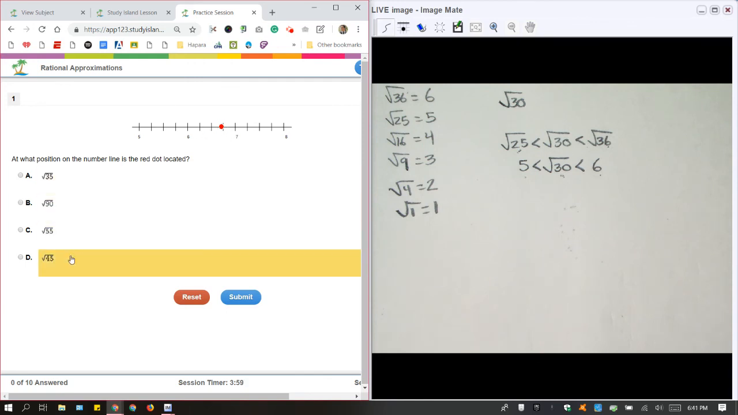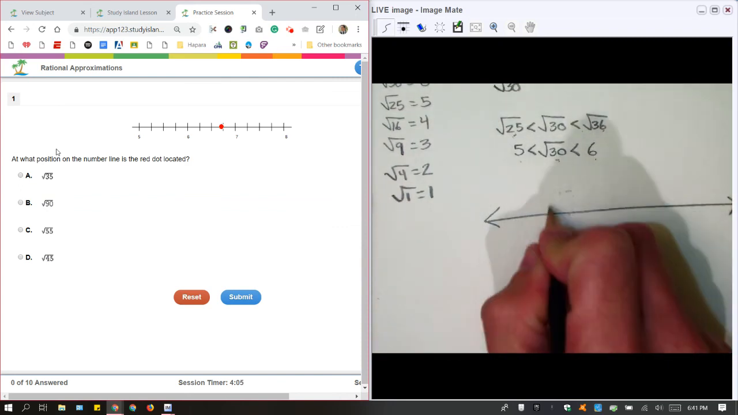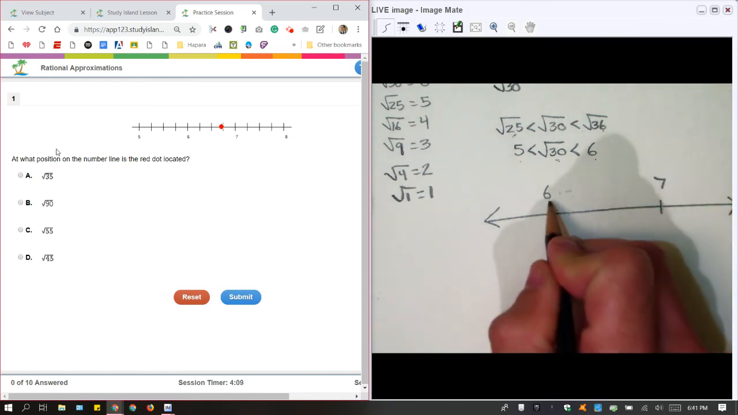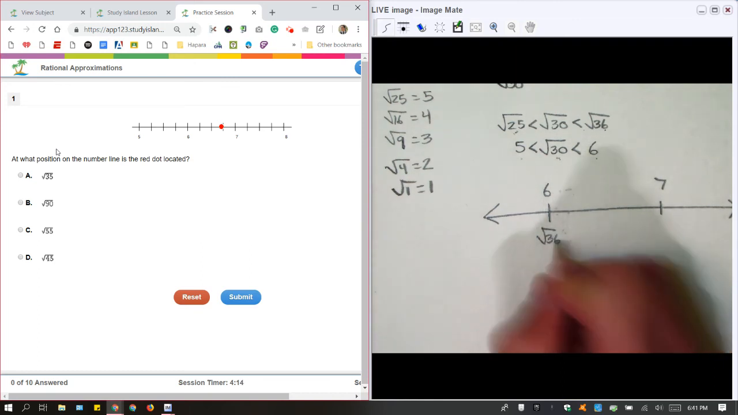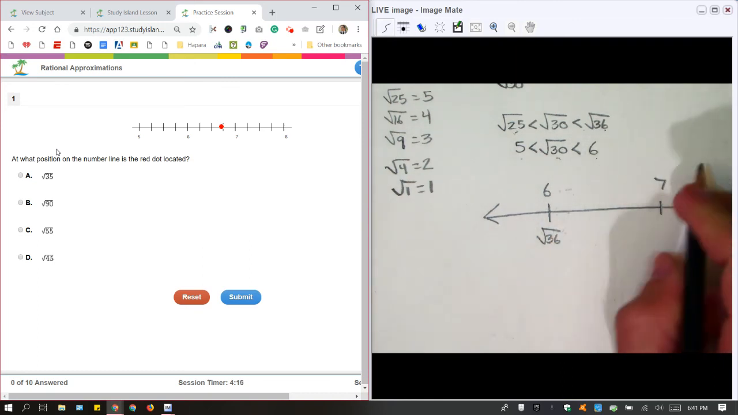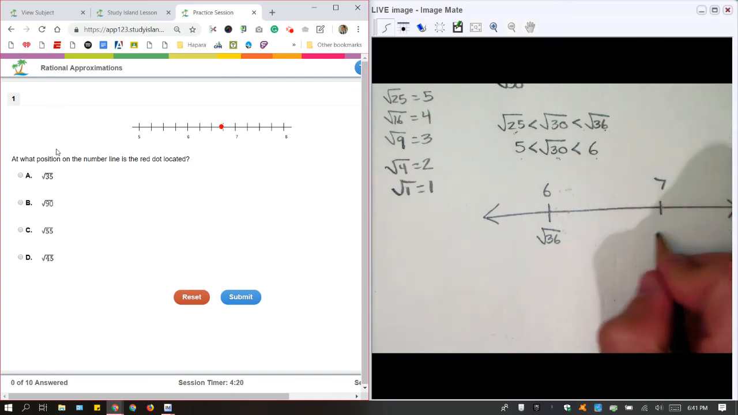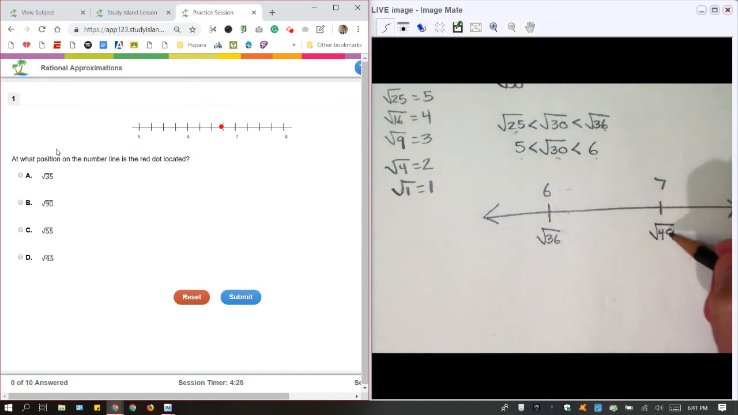Well, which of these numbers is between 6 and 7? If I were to draw a number line, and I had 6 on that number line and 7 on that number line, could I not also label 6 as the square root of 36, and label 7 as the square root of 49? I figured that out because 6 times 6 is 36, and 7 times 7 is 49.